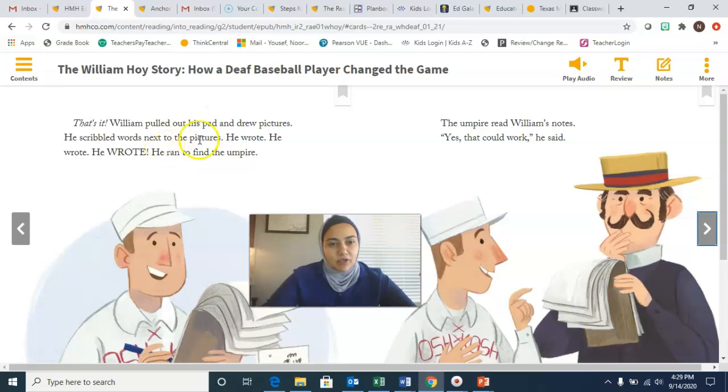That's it. William pulled out his pad and drew pictures. He scribbled words next to the pictures. He wrote. He wrote. He wrote. He ran to find the umpire. The umpire read William's note. "Yes, that could work," he said. I wonder what he wrote on there.